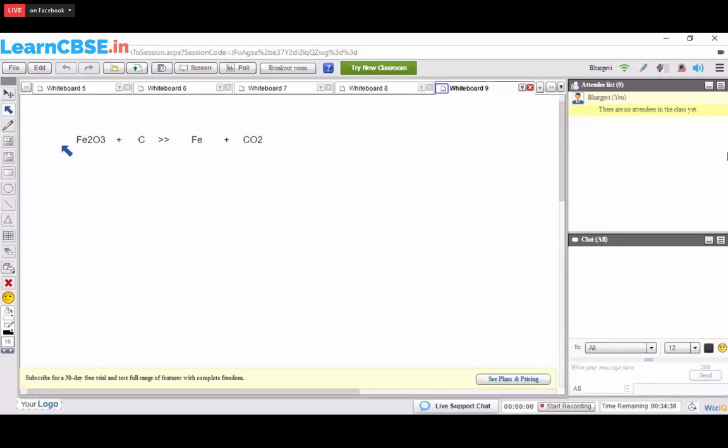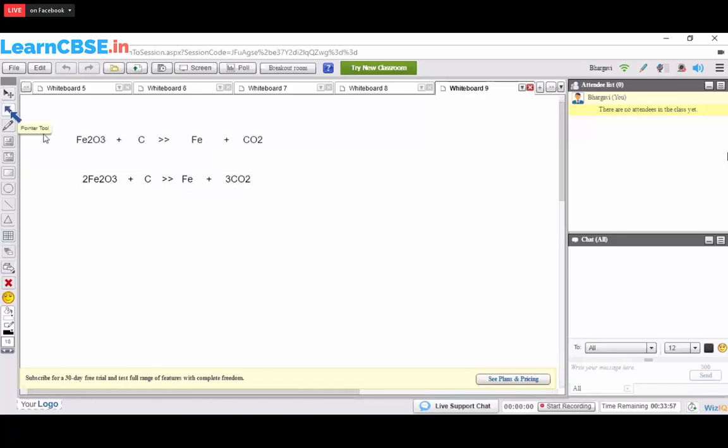Next one is Fe2O3 reacts with carbon, forms the Fe plus CO2. Okay. So now here we have to balance the oxygen first, because here it is 3 oxygen, here it is 2 oxygen. So both numbers are different. So first we have to balance the oxygen. So what we have to do? Cross multiply with the numbers. The 2 we have to place in front of over here. 2Fe2O3 plus carbon gives Fe plus 3CO2.